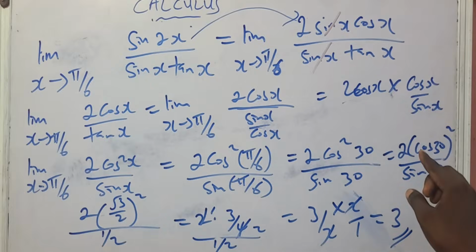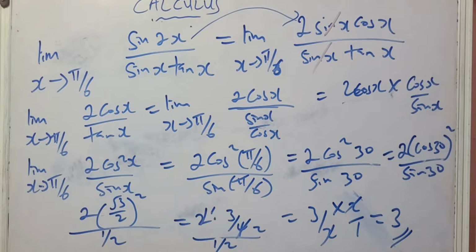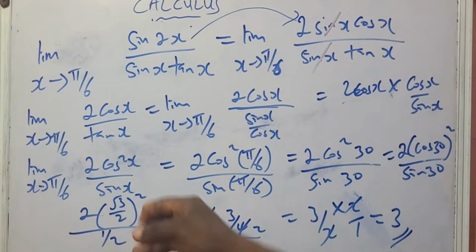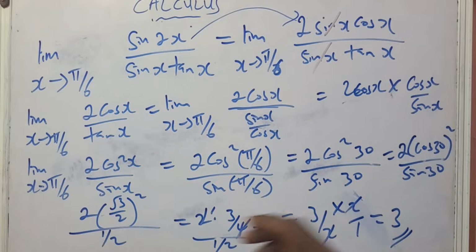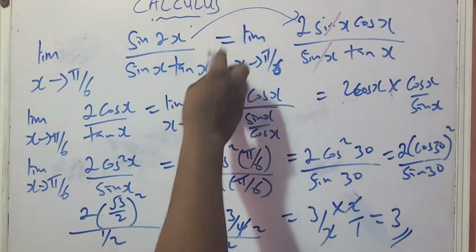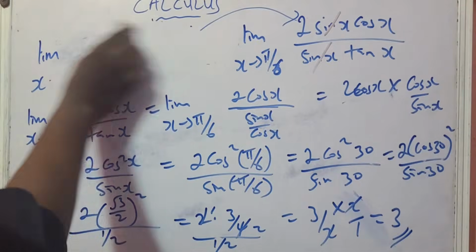So all I went on to do was to fill in my cos 30, which I knew was root 3 over 2, and then sin 30 as 1 over 2. I went on to simplify this mathematically. I got my answer to be 3. So I believe those of you that were having some issues are probably getting much better now. That's the key.